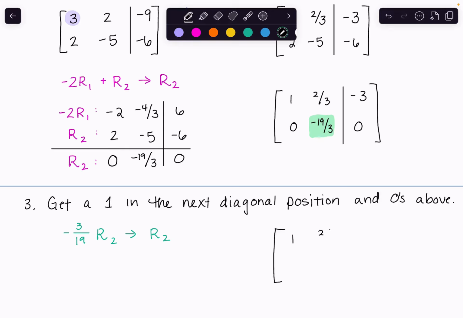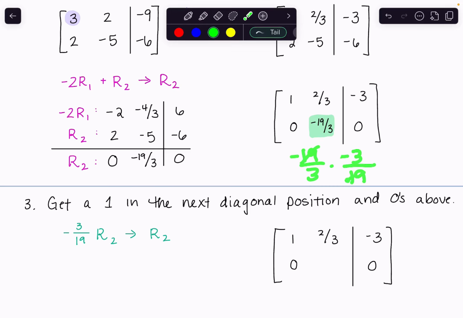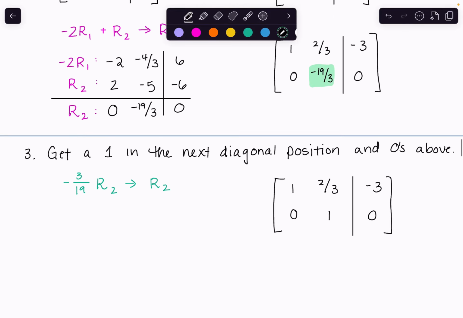So again, doing absolutely nothing here. 0 times anything is 0, so those two spots, thankfully, are nice and clean. And then when we multiply negative 19 over 3 by negative 3 over 19, those cancel each other out, and the minus minus turns positive. Okay. So now I'm looking good. I have 1s in my diagonal positions. Now I want to turn that into a 0.